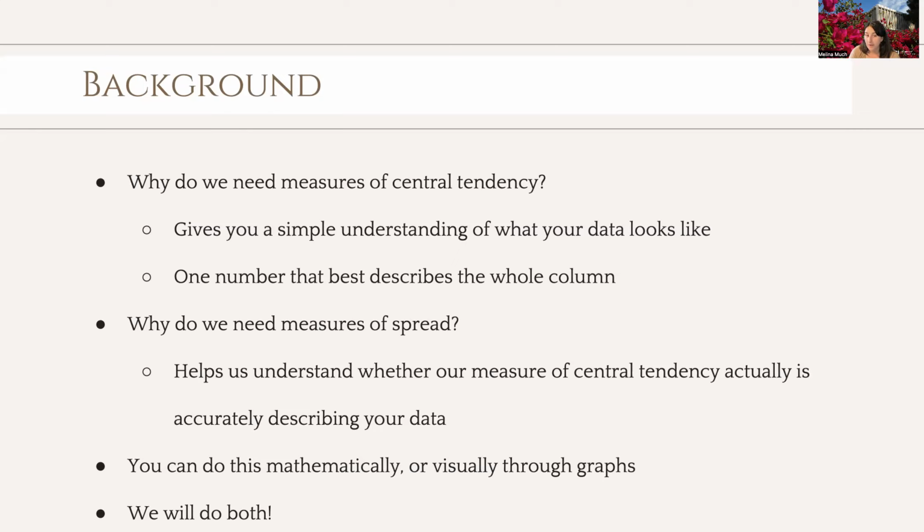So then why do we need spread? It helps us understand whether our measure of central tendency is a good one and whether it's accurately describing our data, or how much our data deviates from that measure of central tendency. So we need both to really understand what's going on in our data. And you can do this mathematically or visually through graphs. I'm going to prompt you a bit more visually through the graph here in a second, and then I'll show you mathematically how to calculate these things.